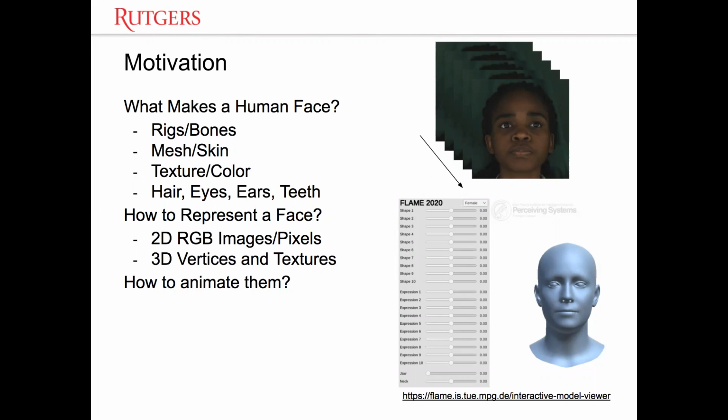In terms of 3D vertices and textures, we actually have some parameters that we can use to control the faces. We can convert the high-dimensional 3D vertices into a low-dimensional space. So let's say we have expression 1, expression 2, and expression 10. We have these scales. You can roll it from left to right and it changes the scale. I'll talk about this later.